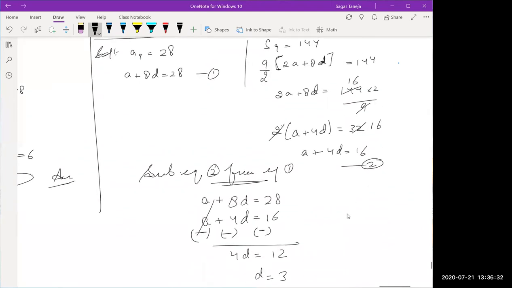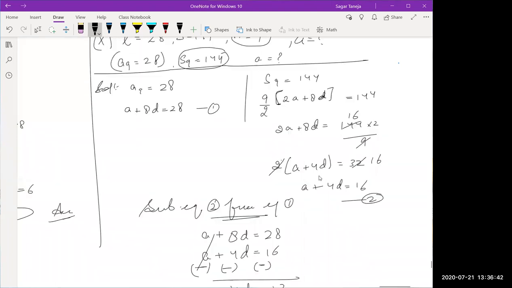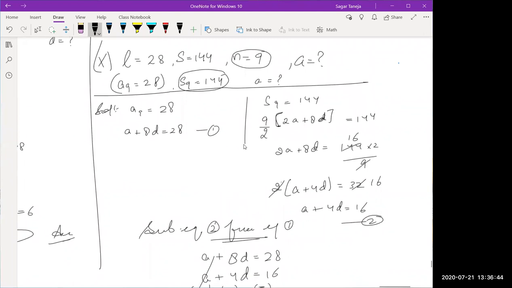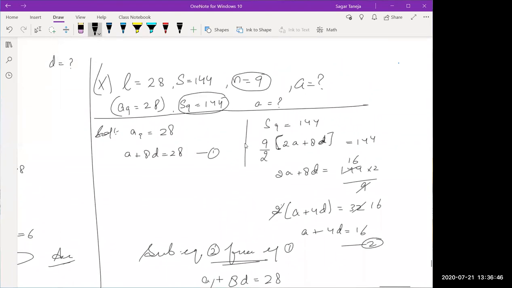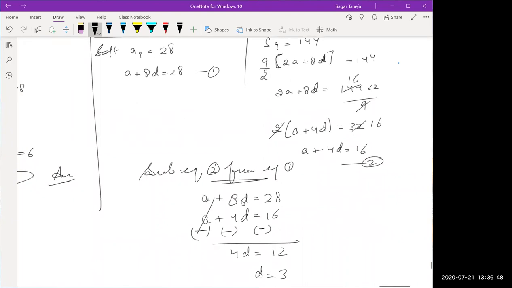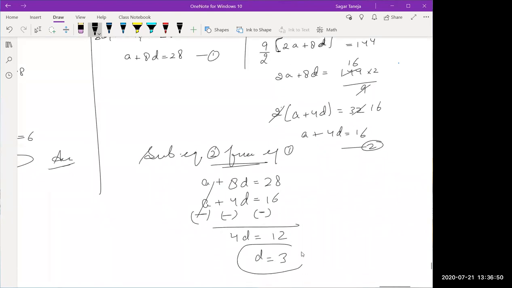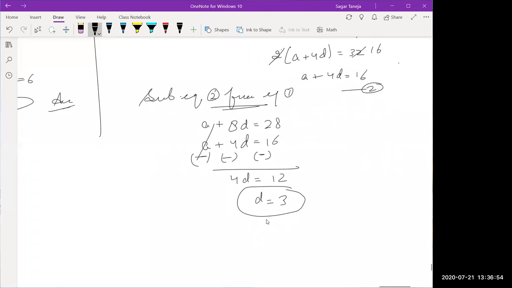Yes, we can do. Damini is asking, sir, can't we do this by the formula S equals n by 2 a plus L? You can use that formula. You can use that formula also. Okay. That only I have to tell you. Just wait. d is 3.